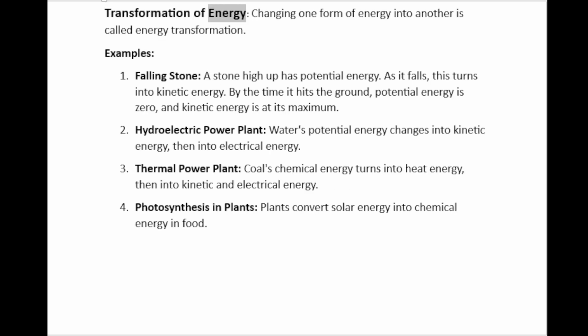Transformation of energy. Changing one form of energy into another is called energy transformation. Examples: falling stone. A stone high up has potential energy. As it falls, this turns into kinetic energy. By the time it hits the ground, potential energy is zero, and kinetic energy is at its maximum.